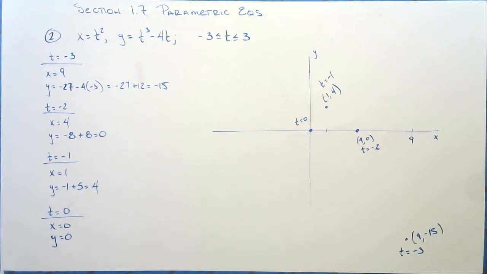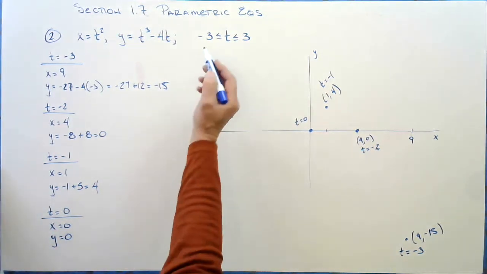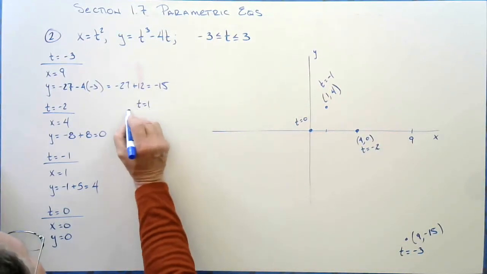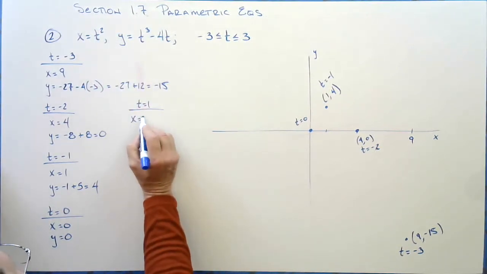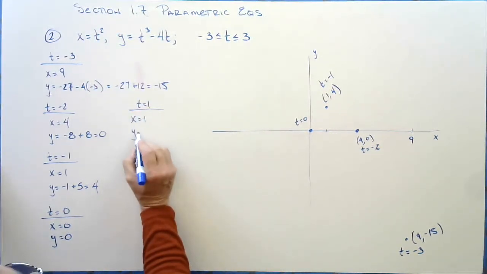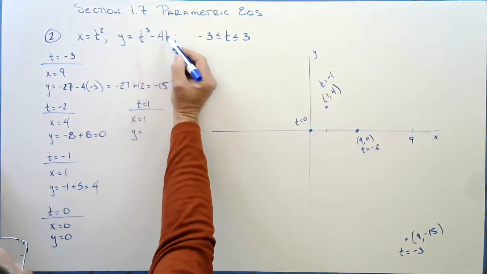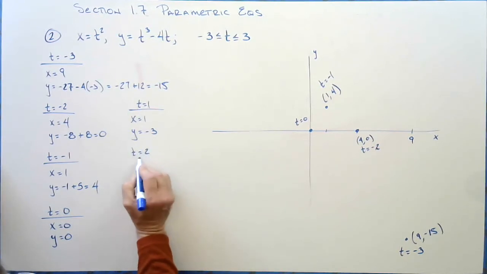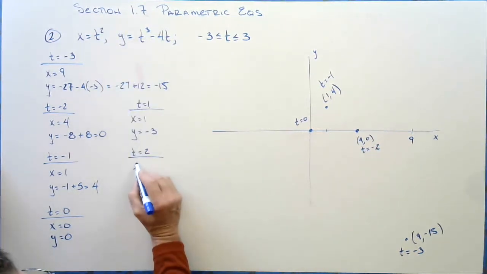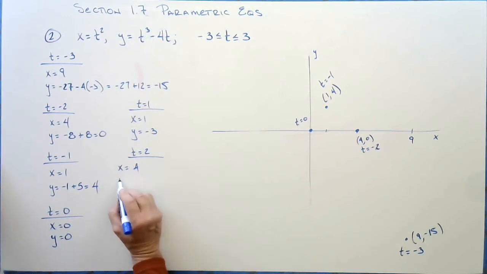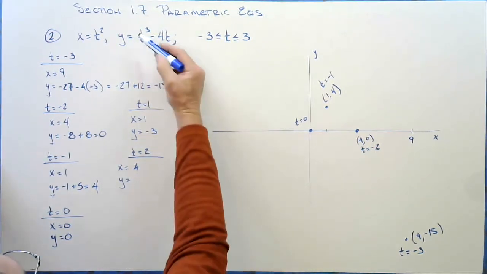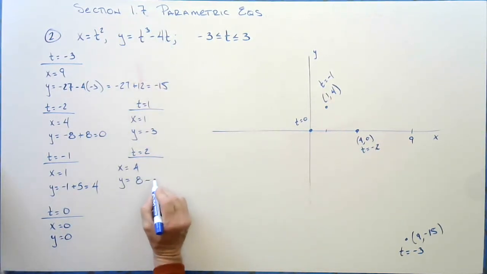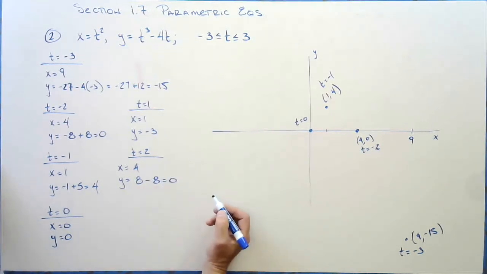Now we'll pick it back up with t equals 1, right? We've gone -3, -2, -1, 0. We'll go 1. So t equals 1. We put a 1 in here. We get x equals 1. For y, we're going to get 1 cubed, which is 1, minus 4. So we're going to get -3. T equals 2. Put 2 in here, we get x is 4. And we get y equals, now we have 2 cubed, that's going to be 8. And then we're going to get 2 times -4, that's going to be -8. We're going to get 0.